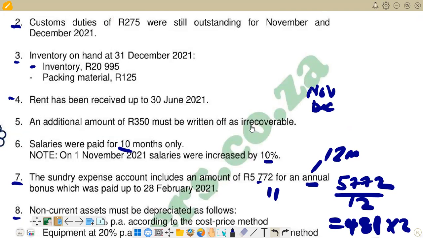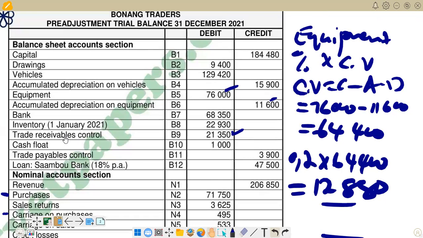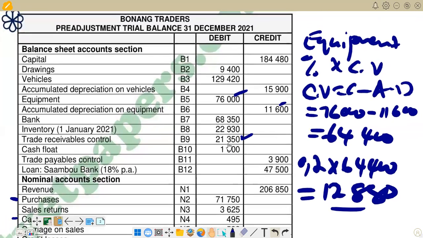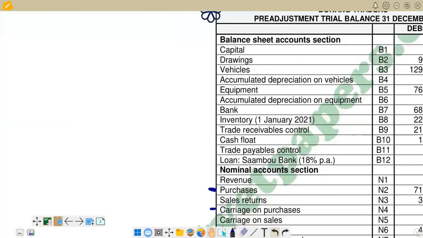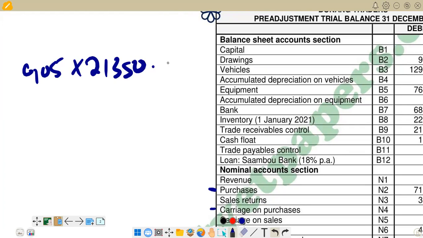An additional amount of 350 must be written off as irrecoverable. So we are going to subtract it from the figure that we have there, and then multiply by 5%. So we are saying 0.05 is 5% as a decimal. We multiply by 21,350, then you subtract 350. So show it in brackets like this. Calculate that one. Right, if you calculate like that, you're going to get 1,050.